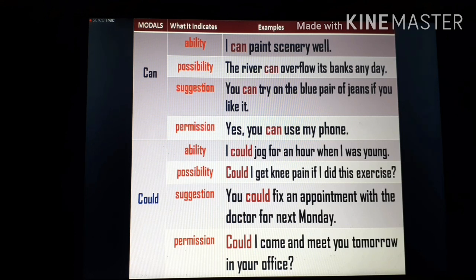Could I come and meet you tomorrow in your office? This shows permission, seeking for permission. We often use could in a question to ask somebody or someone to do something. The use of could is fairly polite and formal. So whenever you are requesting very politely, use could.